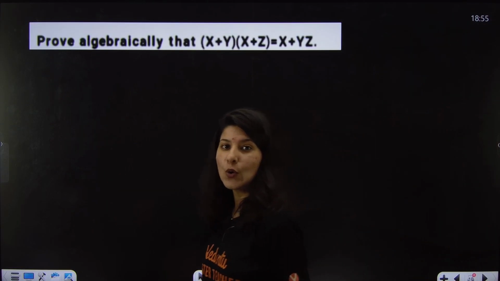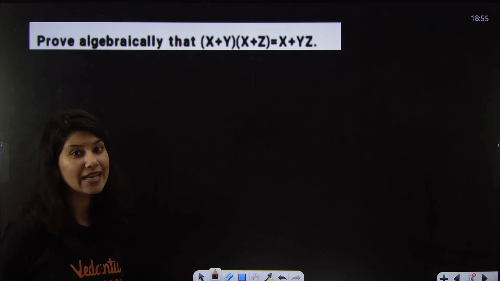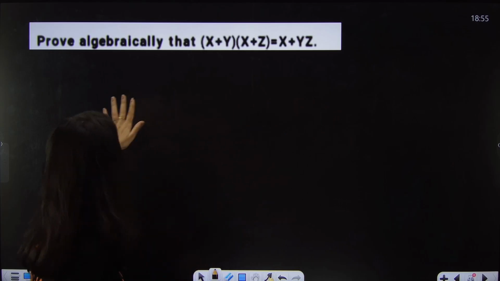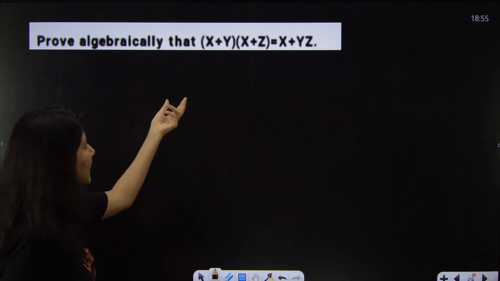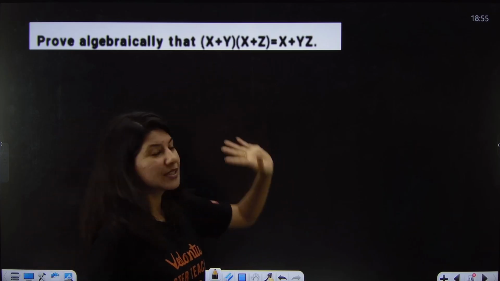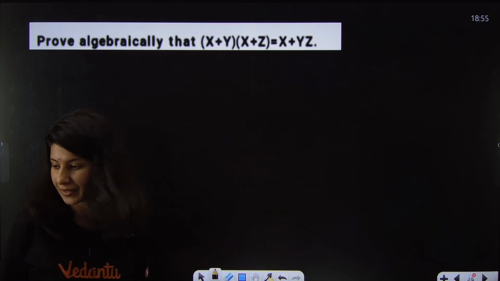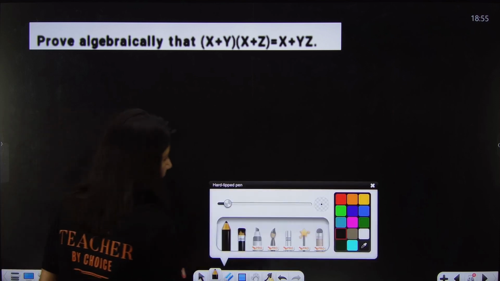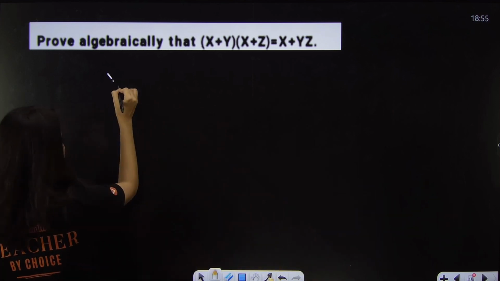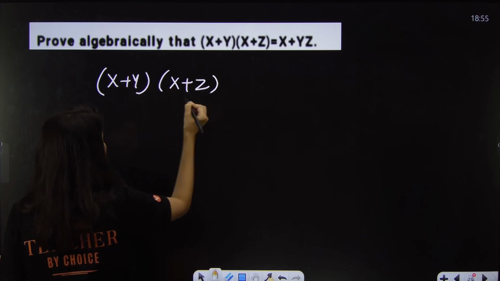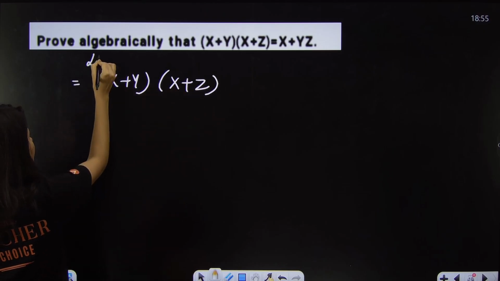From the chapter Boolean algebra, we have this very popular question, wherein they ask that prove algebraically that this is equal to this. So we have to prove it. First of all, let me write, prove that x plus y and x plus z. So I have considered LHS.